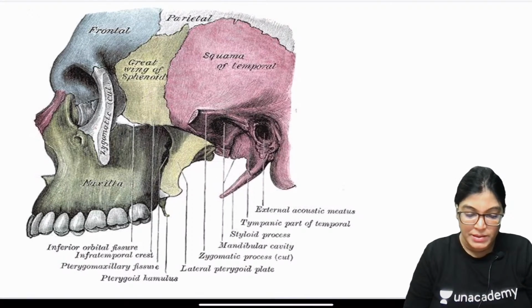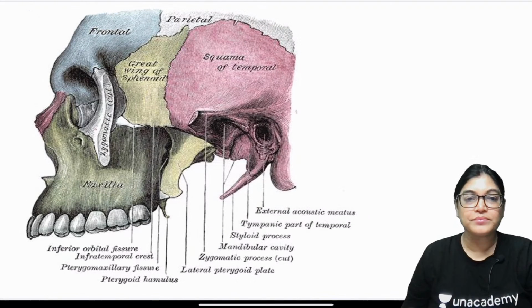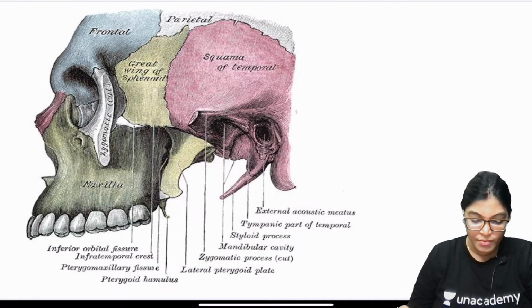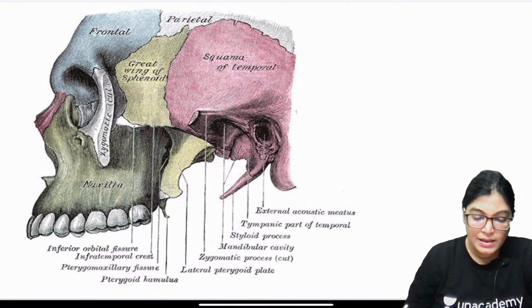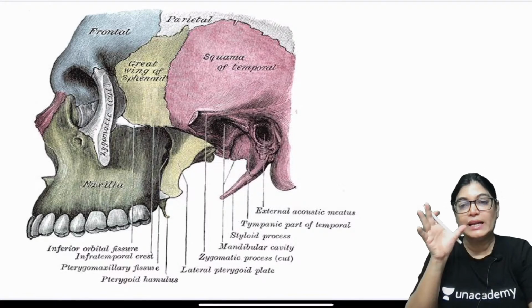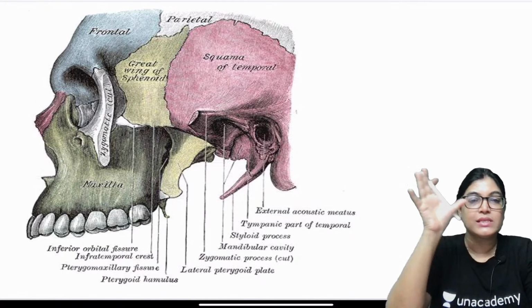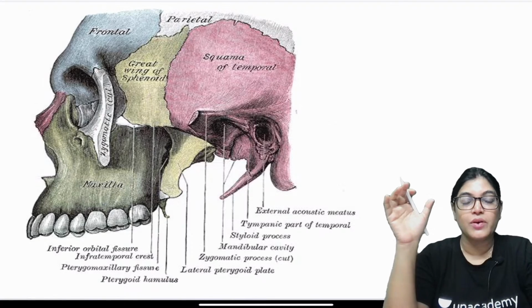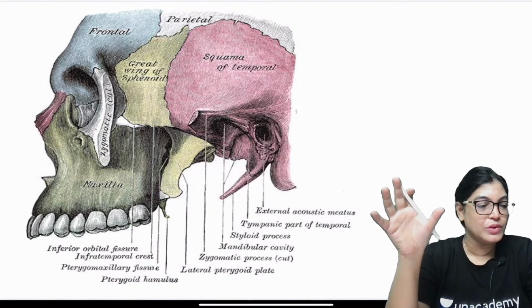So let me slightly enlarge this diagram. You can see here, if we talk about the space, this is the lateral view. What is this view? This is the lateral view of the skull.